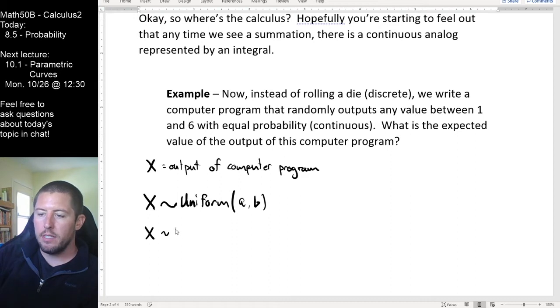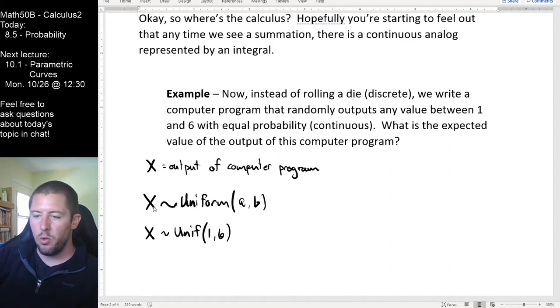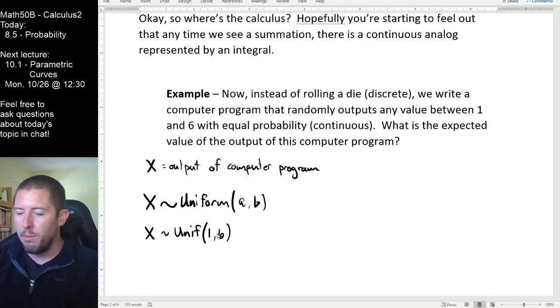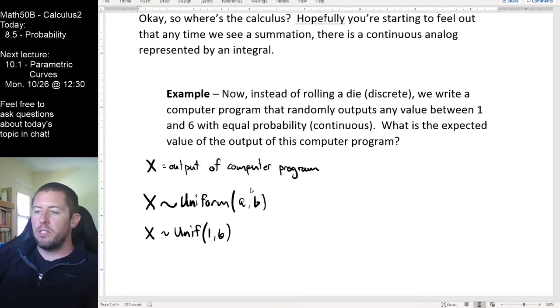Here we'd say x is, typically this is shorthanded, by the way, as unif. And in our case, the lowest possible value is a 1. The highest possible value is a 6. So this is our situation here. We are asking, what is the expected value of x when x is distributed according to the uniform distribution from 1 to 6? It's our fancy notational way of saying a not very complicated problem. Now, in a uniform distribution, all outcomes are equally likely.